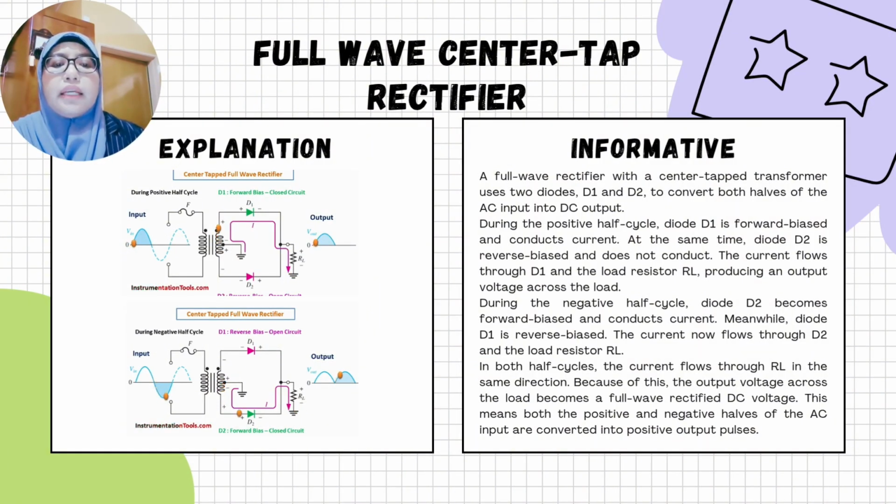During the negative half cycle, diode D2 becomes forward biased and conducts current. Meanwhile, diode D1 is reverse biased. The current now flows through D2 and the load resistor RL. In both half cycles, the current flows through RL in the same direction, so the output voltage across the load becomes a full-wave rectified DC voltage. This means both the positive and the negative halves of the AC input are converted into positive output pulses.